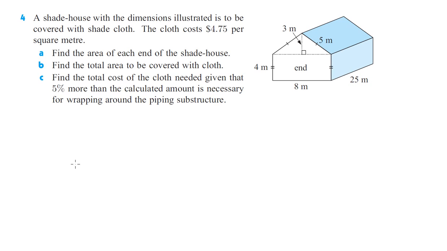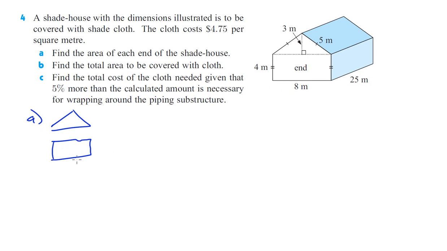Alright, number 4. Shade house with these dimensions is to be covered with shade cloth. The cloth costs $4.75 per square meter. Find the area of each end of the shade house. Now, I'm assuming that must include the top triangular piece here too. So let's start with that. So we have the triangle piece, and we also have the rectangle piece right here.